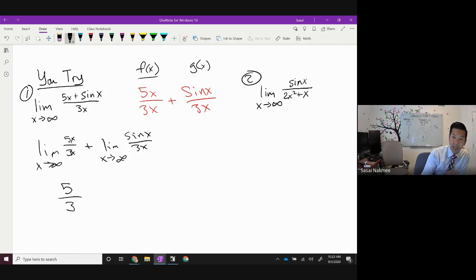And then if I take the limit as x goes towards infinity, it's still just going to be 5 over 3. That's all that is stating: the x's cancel out, and you're just left with 5 over 3. And the function 5 over 3 itself is just constant.